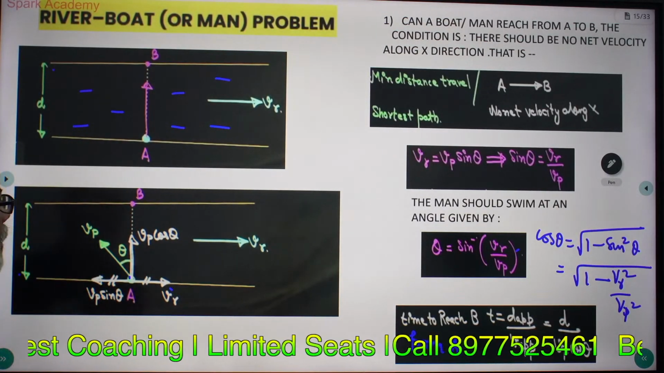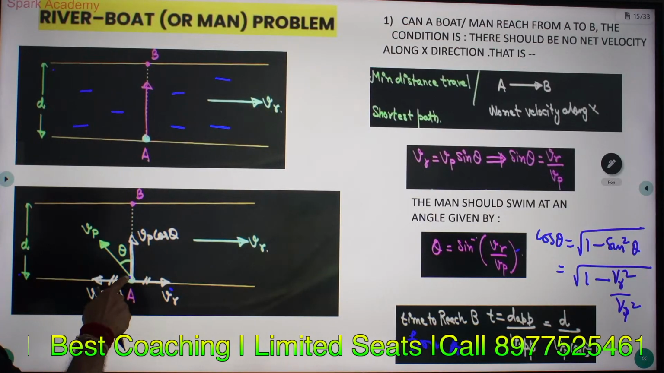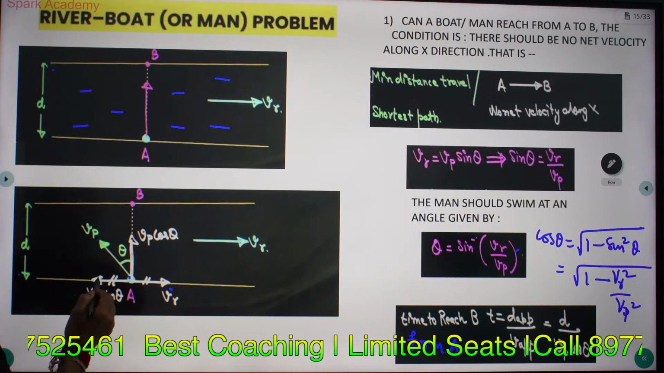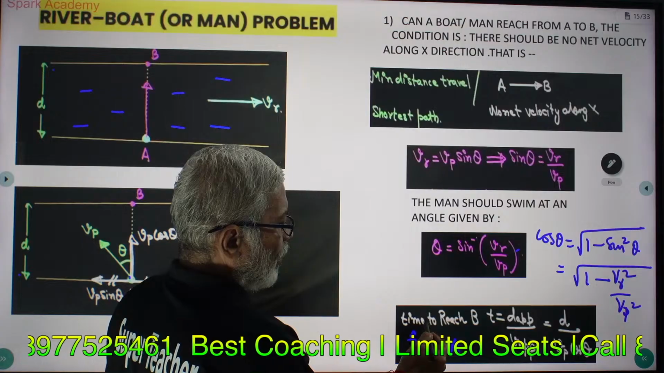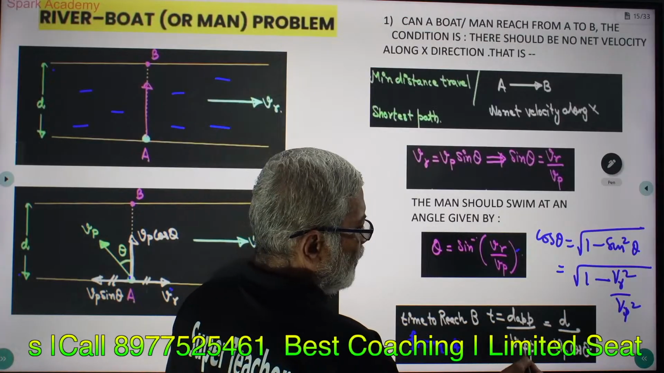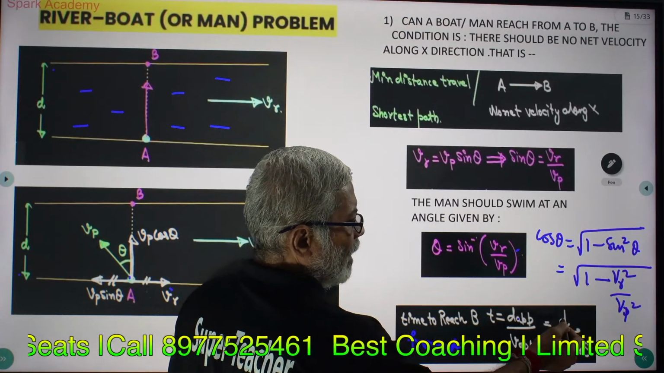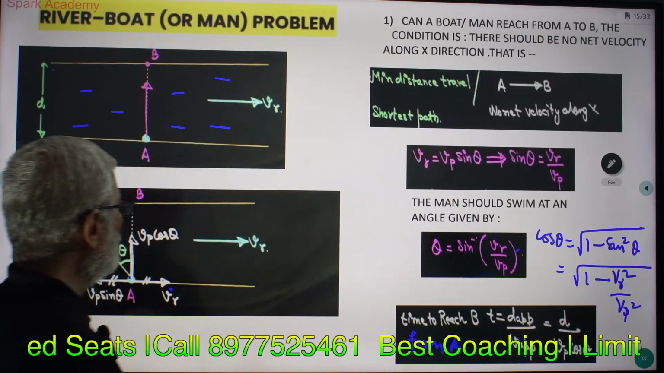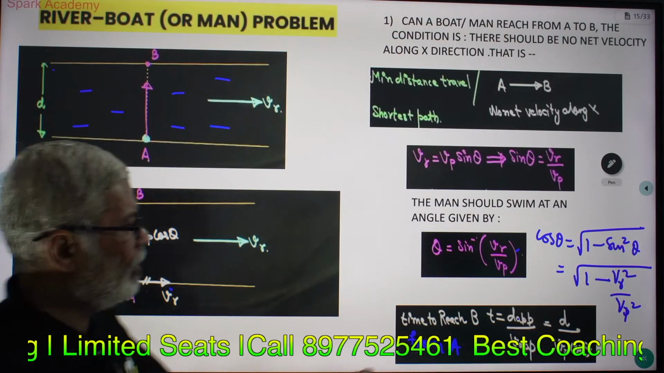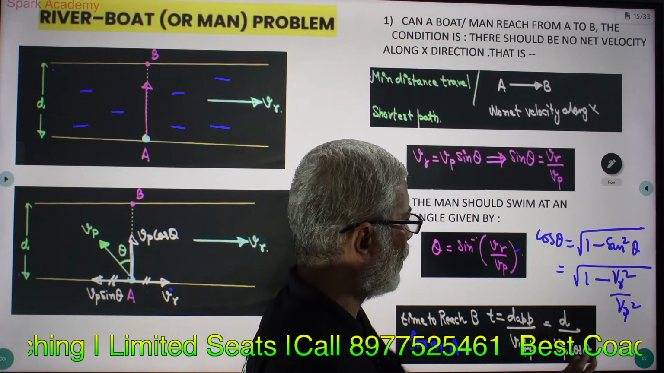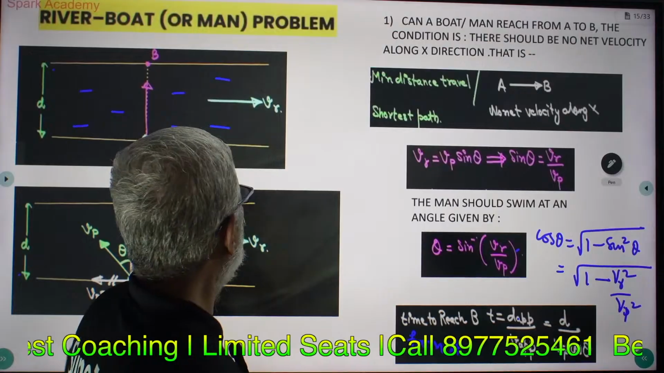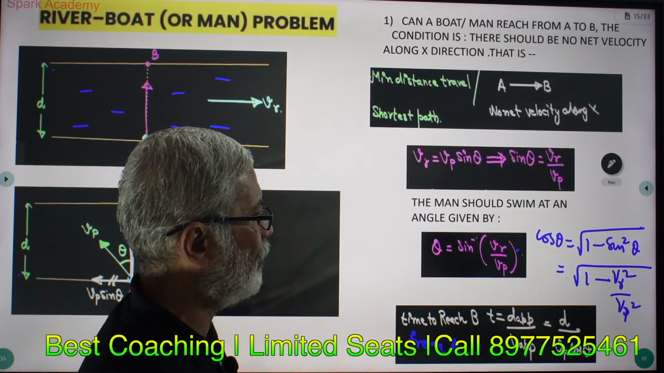And the time taken, what is the time taken by the boat to reach from A to B? Now who is helping the boat to reach B? This Vp cos theta is helping the boat to reach from A to B. So the time taken for the boat to reach from A to B is distance of approach by velocity of approach. So distance divided by what is the velocity? Vp cos theta along the AB direction. So the time to reach B is T is equal to D by Vp cos theta. This is the general formula in a river boat problem.